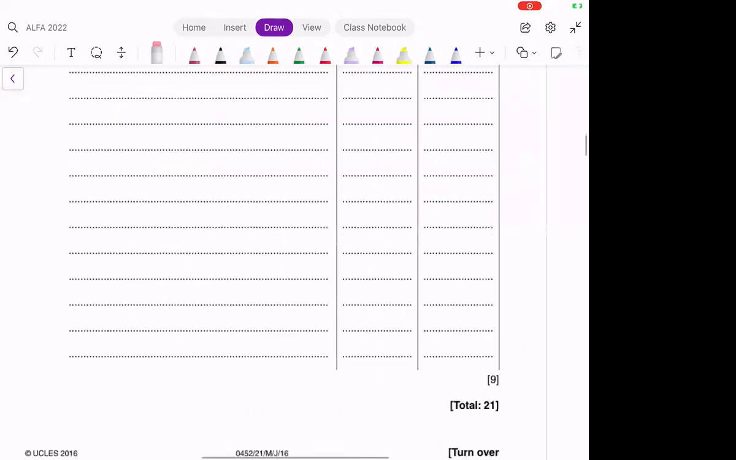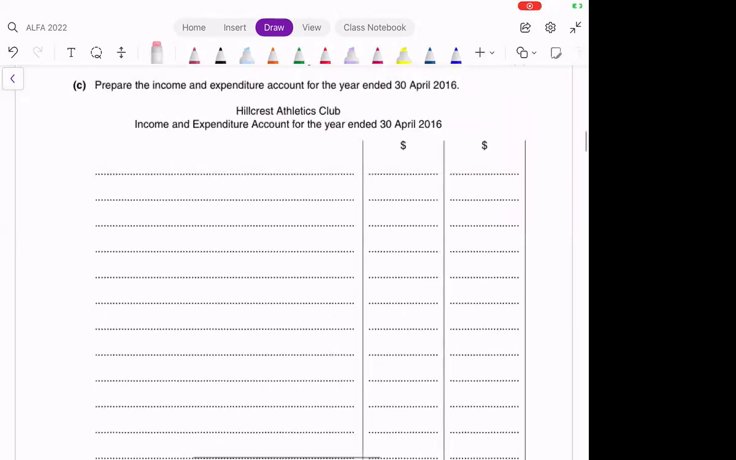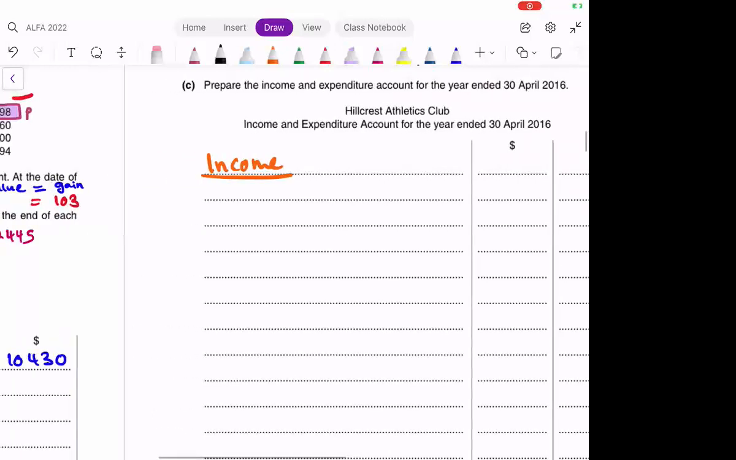Okay, next one. The question asked me to do income and expenditure. So I'm going to do income first. Right here, income. From where you need to calculate the income? There are three places that you need to go look for income. First one, you go check in the previous answer. The answer before C, do you have any income?